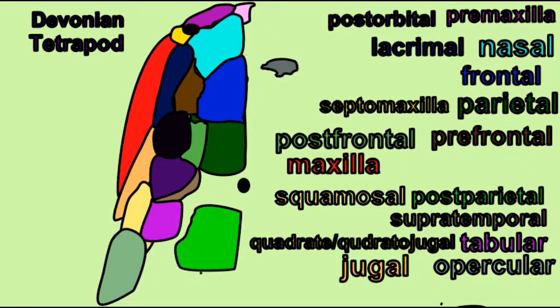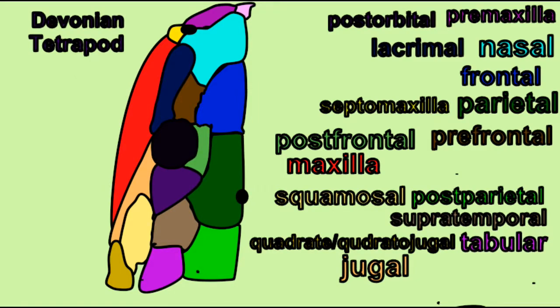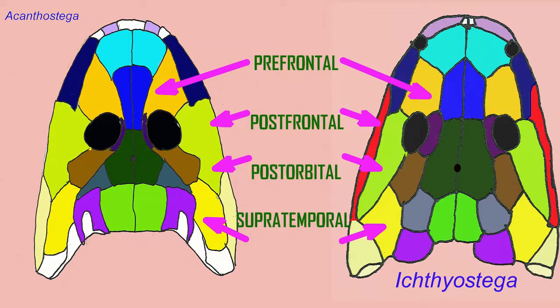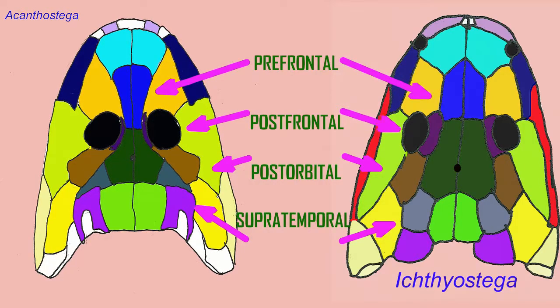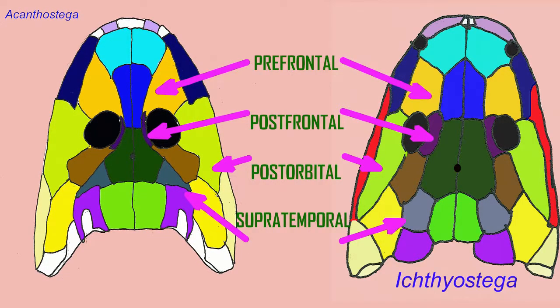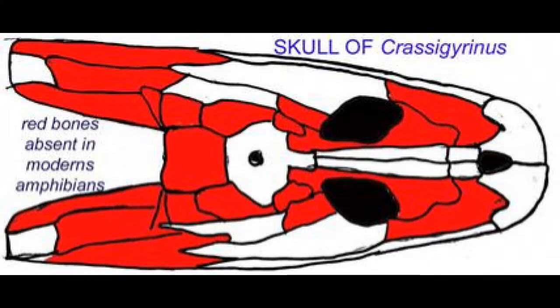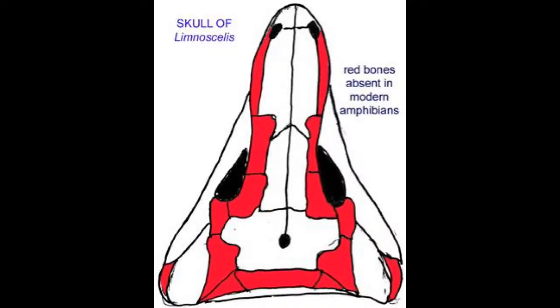If some of these bones seem unfamiliar, it is because they were lost in later tetrapods and mammals, such as the prefrontal, postfrontal, postorbital, and supratemporal. Many of these bones were lost in modern groups of amphibians as well, and so it is interesting that these early tetrapods had skulls which were in many ways more similar to those of Sarcopterygian fish than later groups of amphibians.